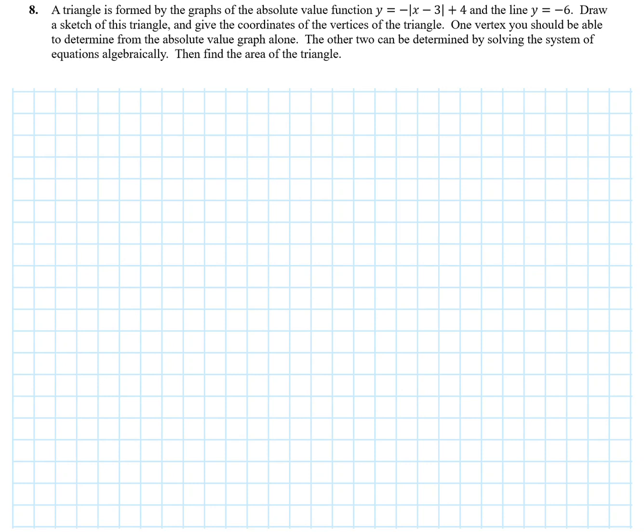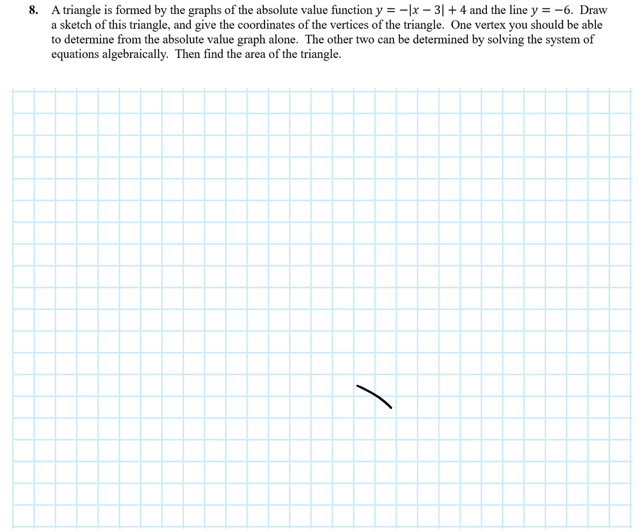Okay, so this is Unit 1 review stuff number 8 here. And we've got a triangle formed by an absolute value graph and a line y equals -6. So the first thing we got to do is draw a sketch. So let's do that.